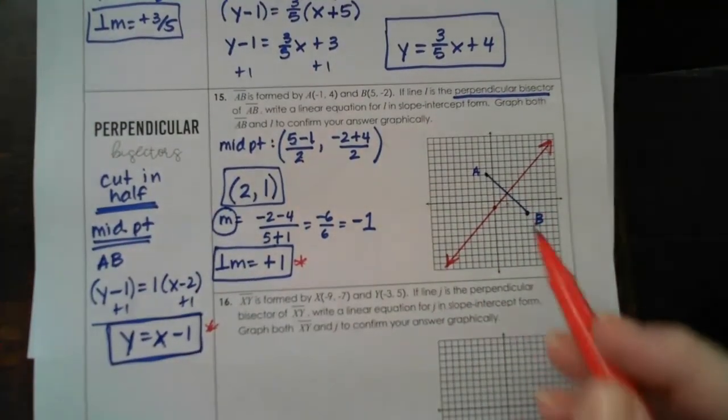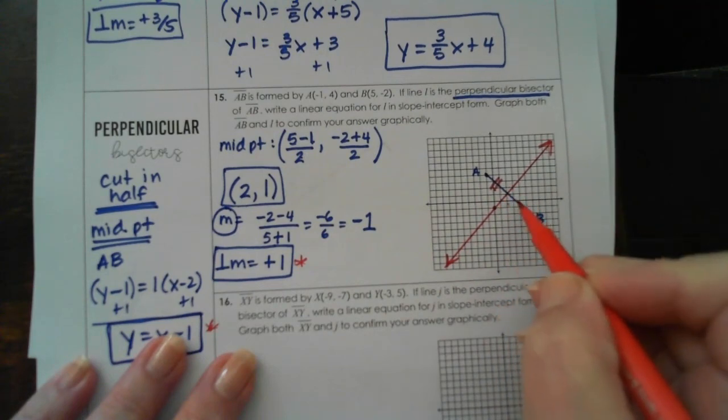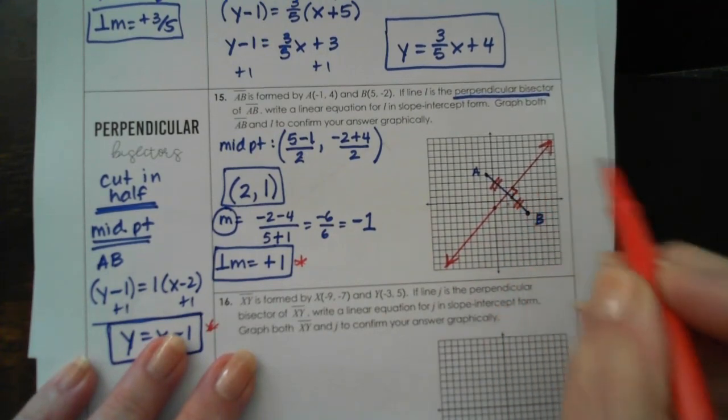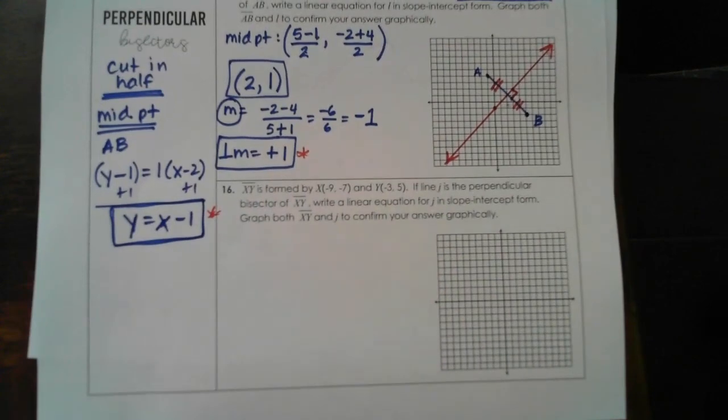And we can examine what we just graphed, and we should notice that this segment was cut in half, and it is in fact perpendicular. Their slopes are opposite reciprocals of one another. So this is what problem number 15 looks like. I'm leaving number 16 for you to do for your homework. And again, I will post the answers on the website.